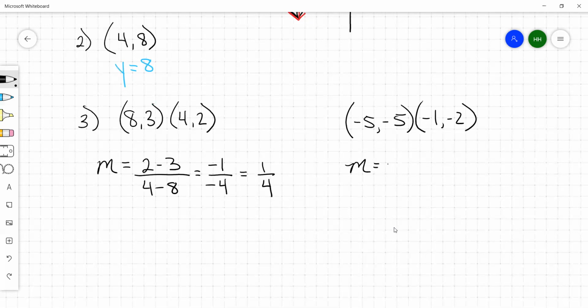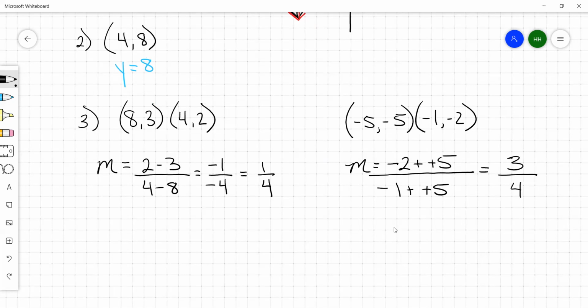The slope of your second line: negative 2 minus negative 5, over negative 1 minus negative 5. So we keep, change: negative 2 plus 5 is 3. Do we need to do any more? Actually, we should. Let's just finish it. What's negative 1 plus 5? 4. Are the slopes the same? No. Are the lines parallel? No. Slopes are not equal.